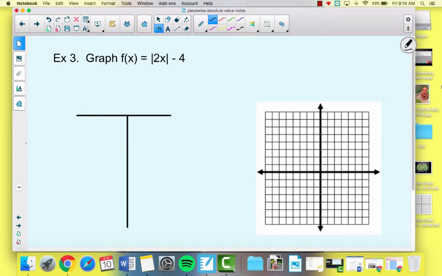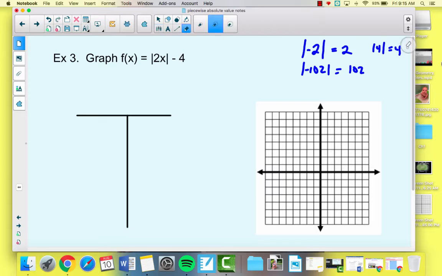So if we look at this first example here, it says graph the equation f of x equals the absolute value of 2x minus 4. Now before we get started, just remember f of x is another name for y, and remember when we are talking about absolute value, if I tell you the absolute value of negative 2, absolute values make any number inside positive. So I could say the absolute value of negative 102 and your answer would just be positive 102. And the absolute value of 4 is just 4.